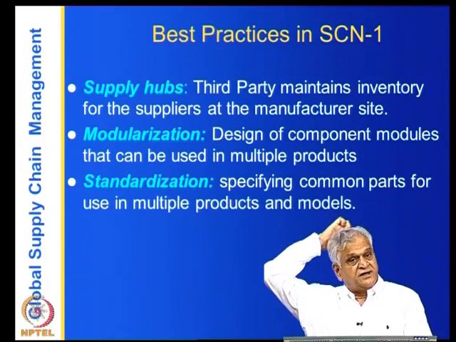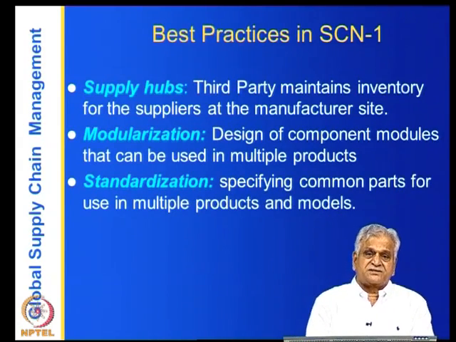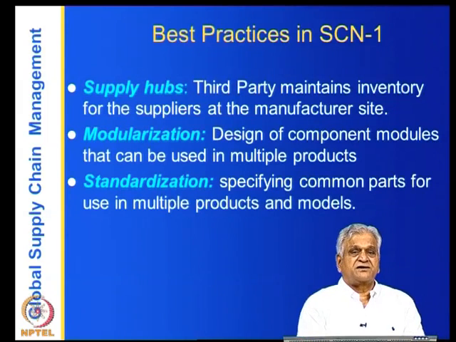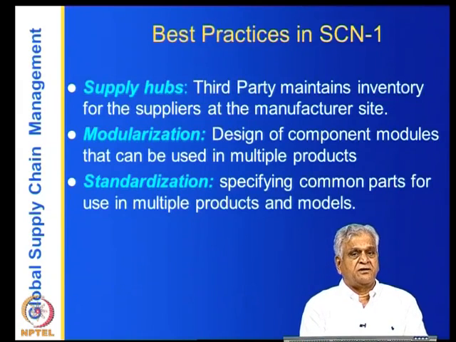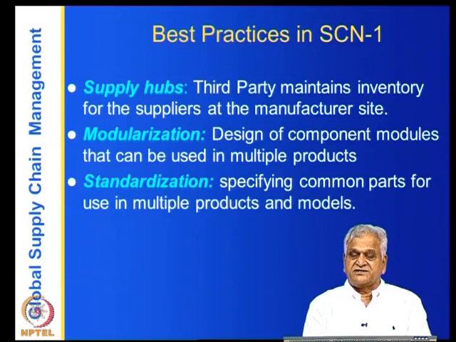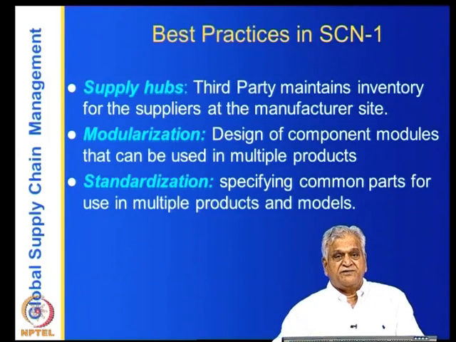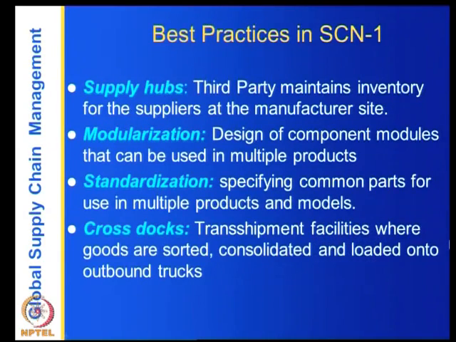The third one is what we call standardization. So there are some parts, and these parts are standardized so that they can be used in multiple products and multiple models. So standardization of processes and standardization of products is an important aspect when you are dealing with global supply chains. And finally, there is what is called cross-docking.